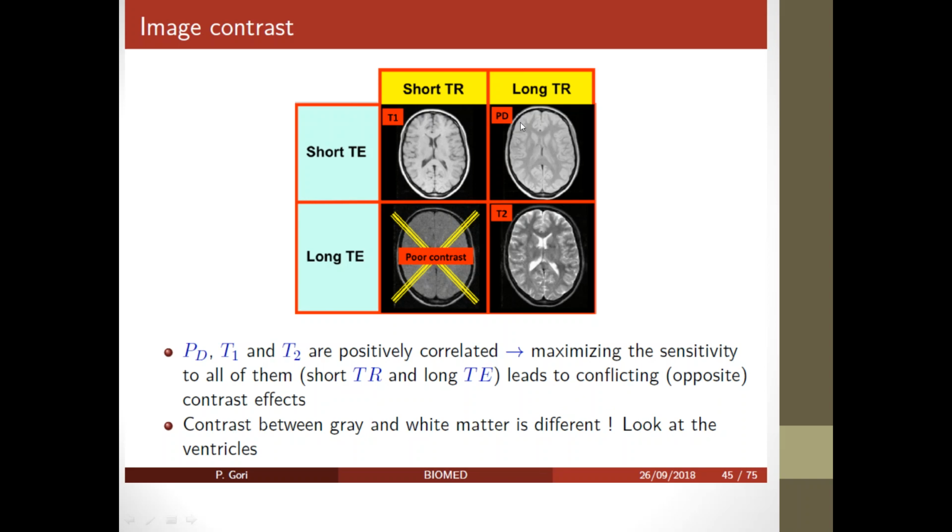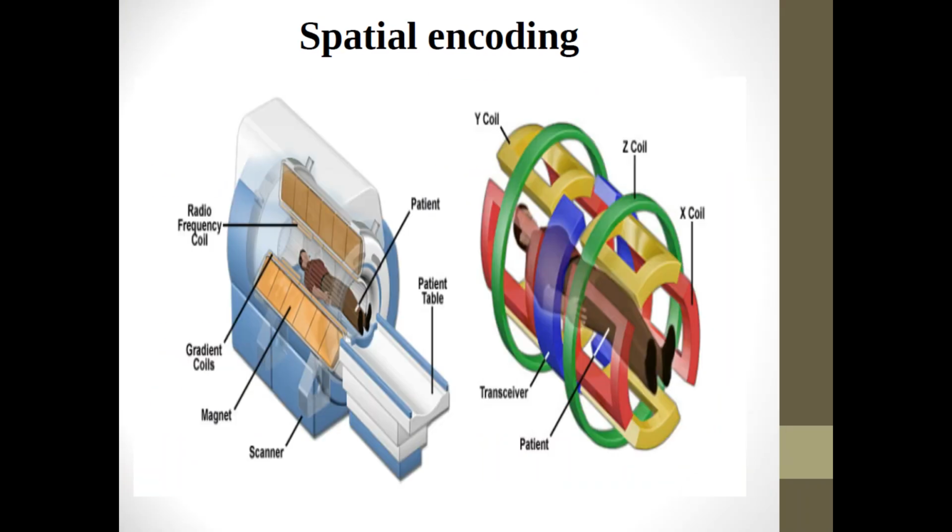Here the image depends on the number of protons in different tissues. This is called the proton density image. Okay, I'll stop here.